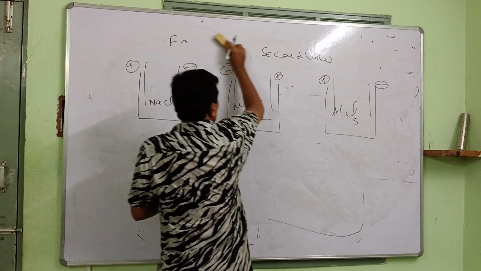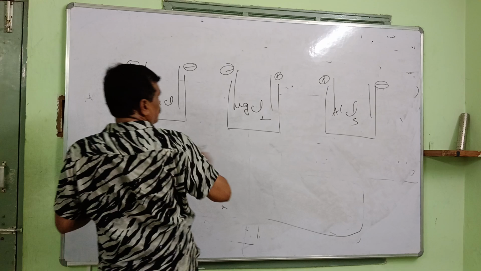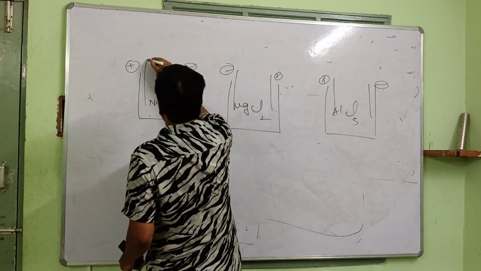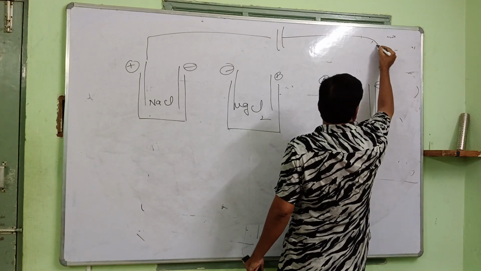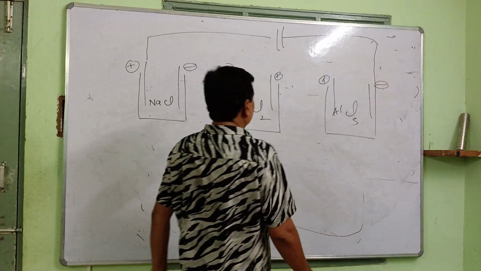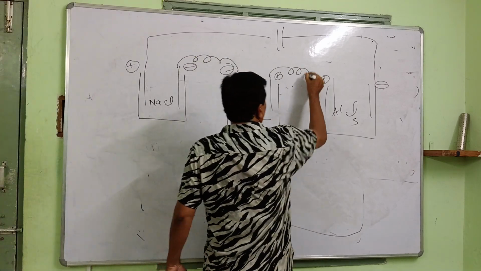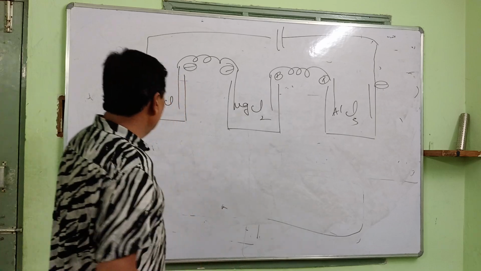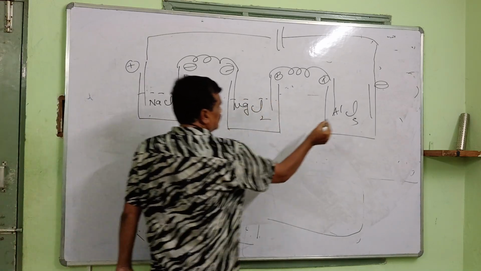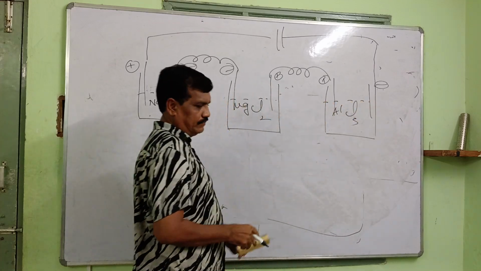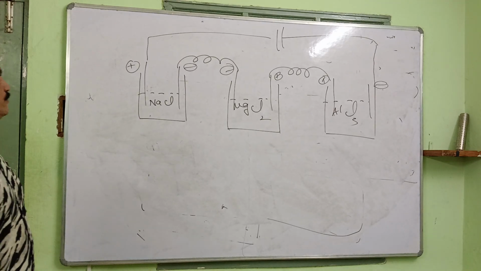All are connected with a battery. That means one side is positive and the other is negative, and these are connected with the battery in series. So, it is NaCl, MgCl2, and AlCl3. Okay? So, what is Faraday's second law?